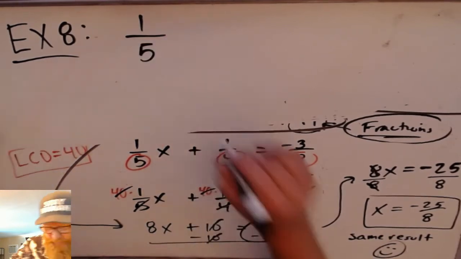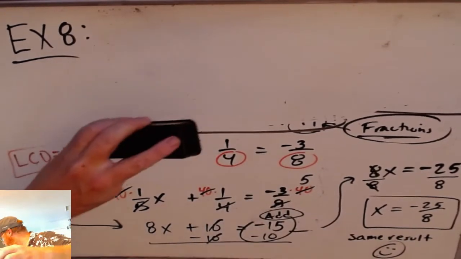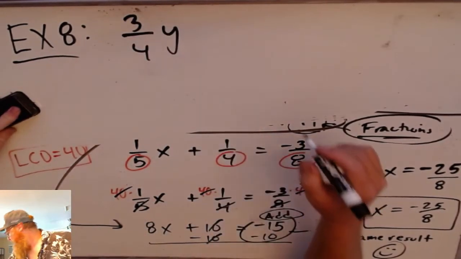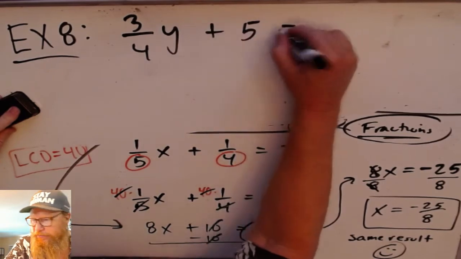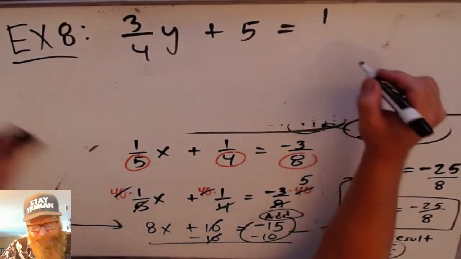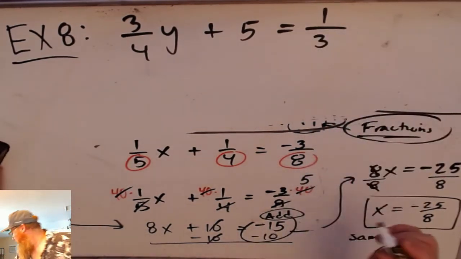1/5. No, we already did 1/5. We already did that one. 3/4 y plus 5 is equal to 1/3 y.